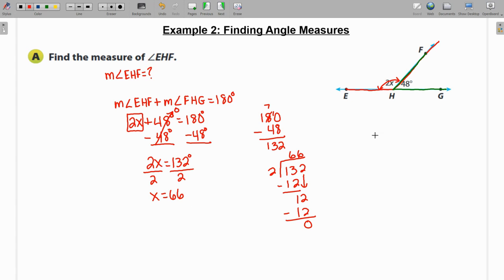Now, from here, we want to know the measure of this angle. So I'm going to have to go back and multiply this by 2 again. And so the measure of angle EHF is going to be equal to 2x, which is going to be 2 times 66, which in this case is going to be 132. So the measure of angle EHF is going to be 132 degrees.